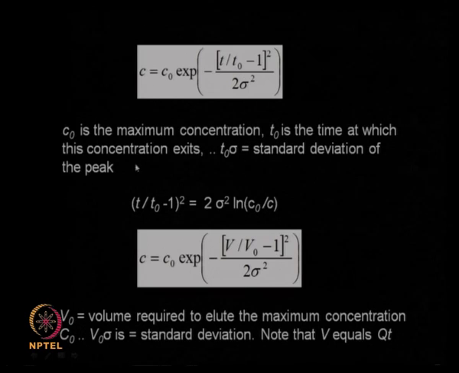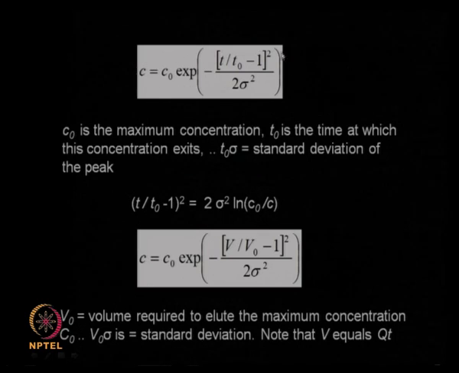T naught is the time at which the concentration exits, that is, the maximum concentration is reached at time t naught, and sigma is the standard deviation of the peak. So we can take a logarithm on both sides and then we end up with (t by t naught minus 1) square is equal to 2 sigma square logarithm of C by C naught. This is just a mathematical manipulation so we can get an equation of this form.